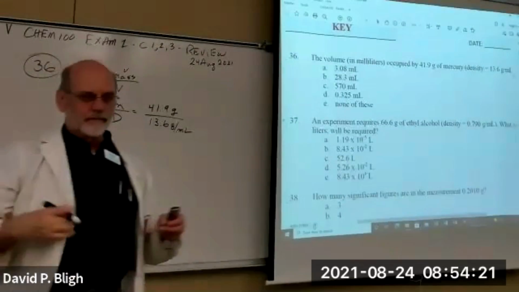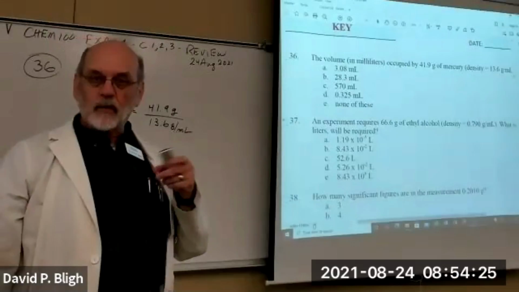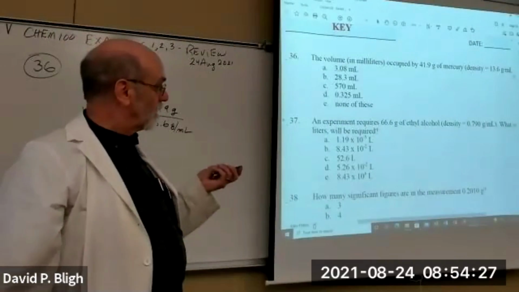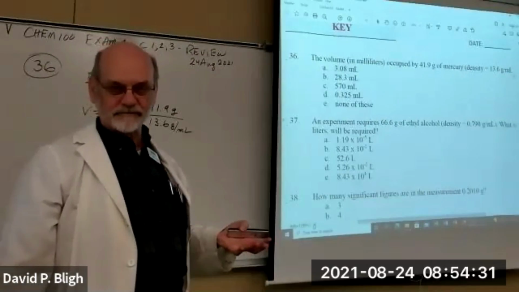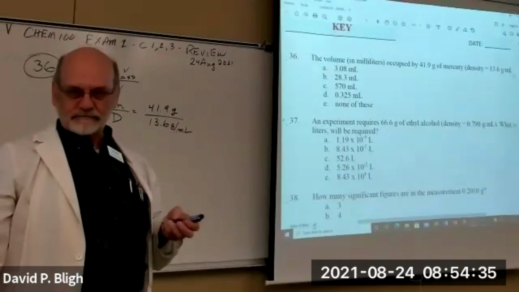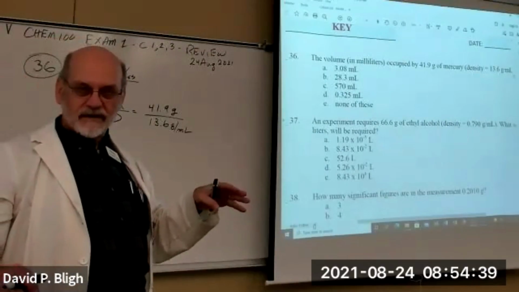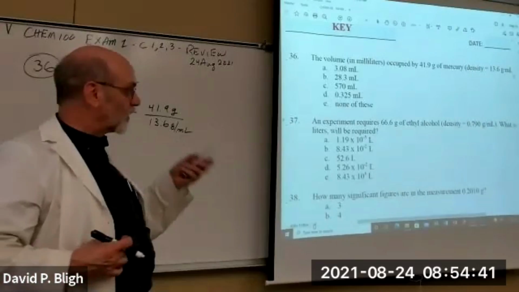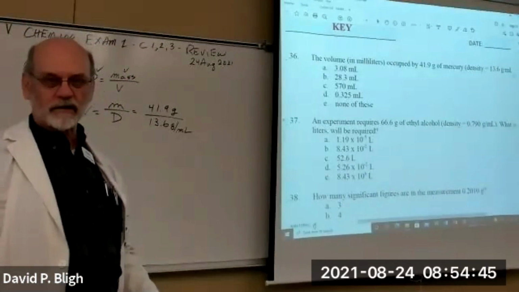By the way, how much denser is mercury than water? 13.6 times, because water is 1 gram per mil. That's also known as specific gravity. 13.6, just the pure number, means mercury is 13.6 times the density of water.